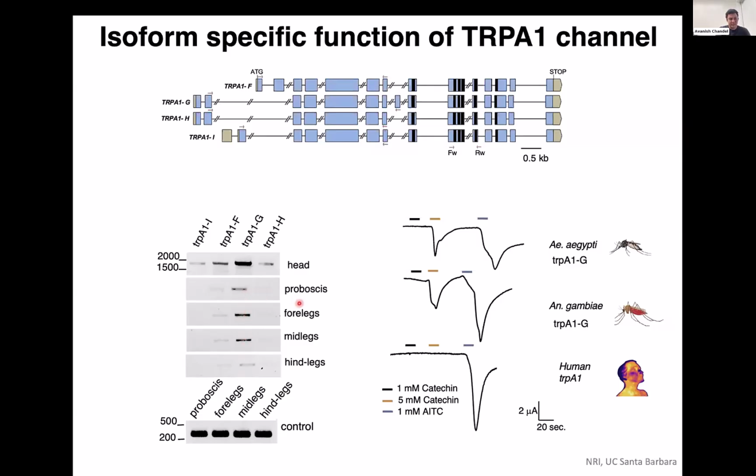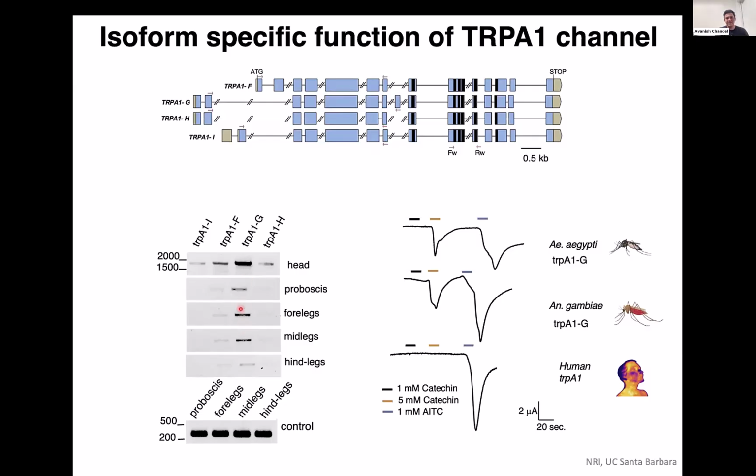all the organs, the proboscis, forelegs, mid legs, and at a very small amount in the hind legs, which makes sense because hind legs are the only tarsi which do not make contact when mosquitoes are sitting on the blood feeding surface, like a membrane or human skin. It's the proboscis, forelegs, and mid legs which make the first contact with the feeding surface, and hind legs do not make contact. So that may be the reason that the chemosensory isoform, TRPA1G, is expressed at very high levels only in these structures.